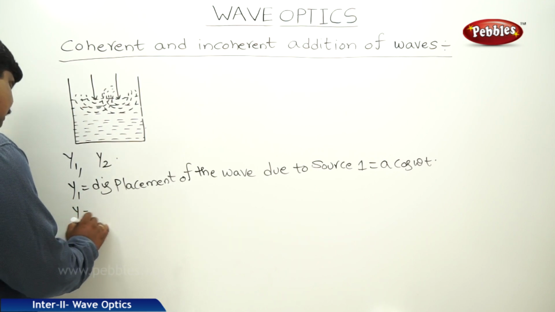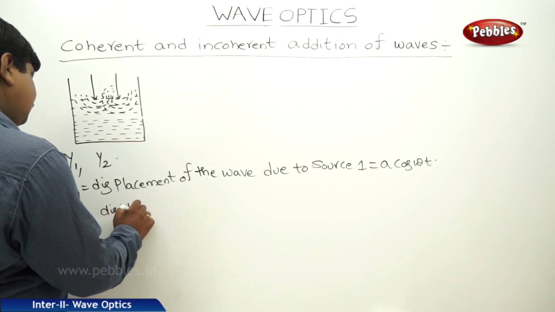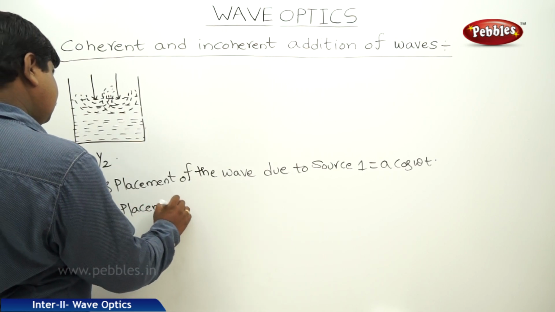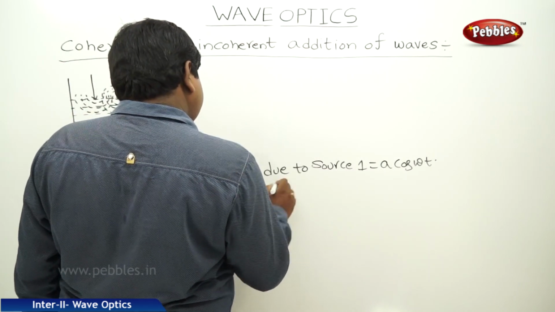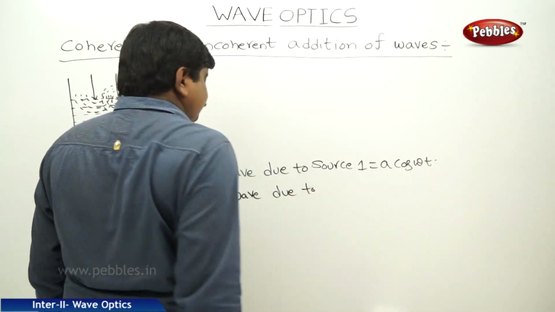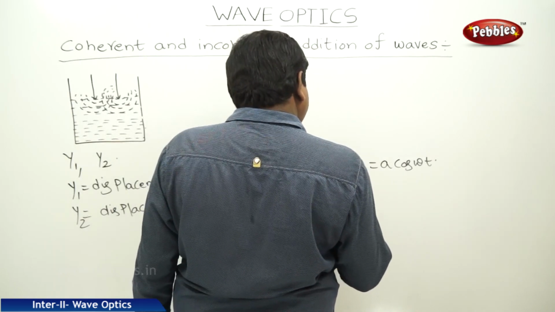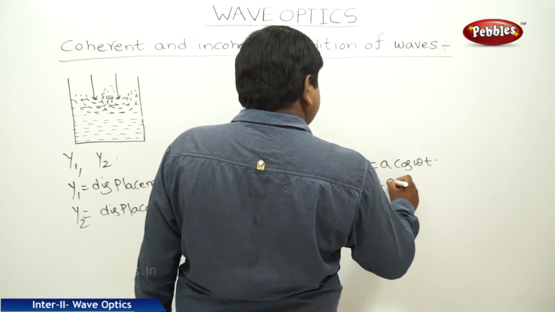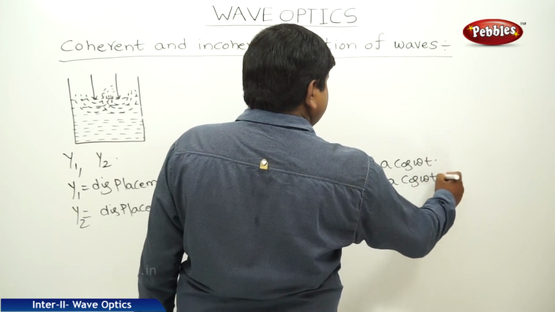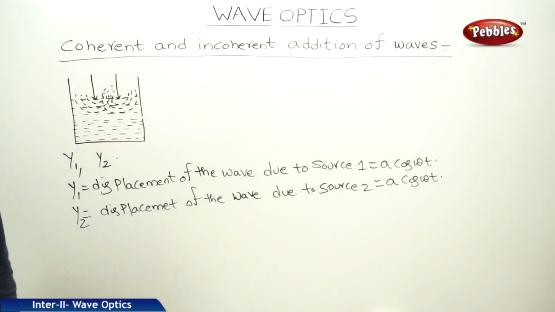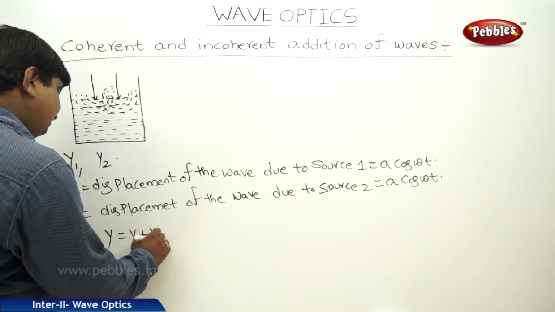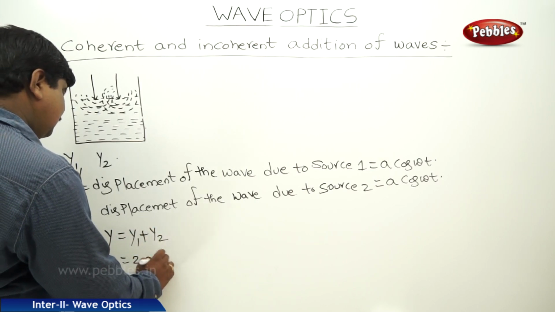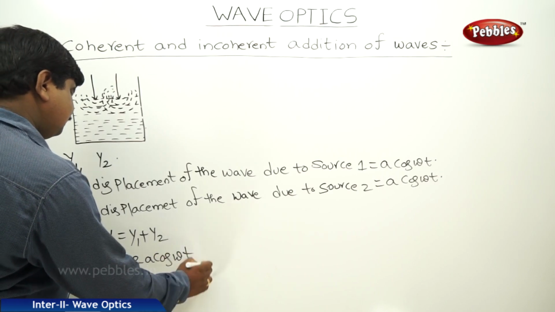y2, the displacement of the wave due to source 2, is also A cos omega t, because they are both in the same phase, so there is no phase difference. Therefore y is equal to y1 plus y2, which is 2A cos omega t.